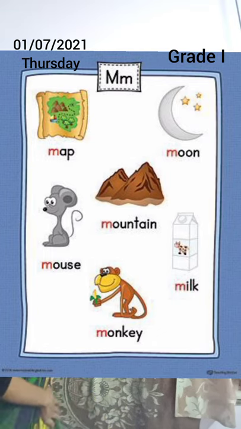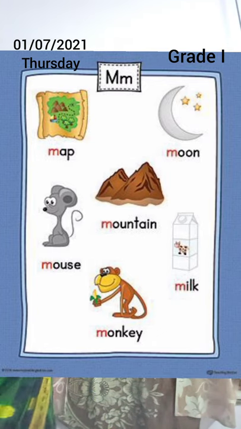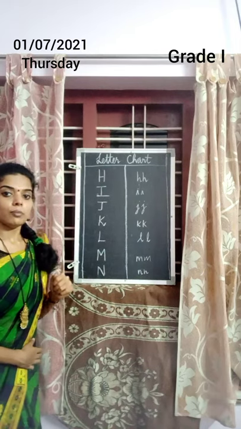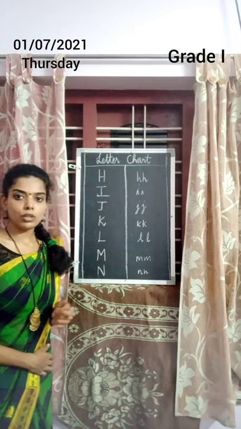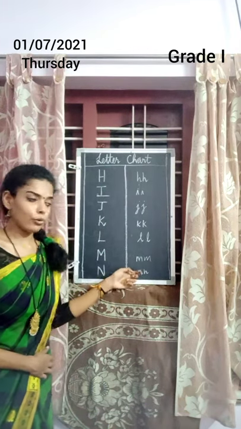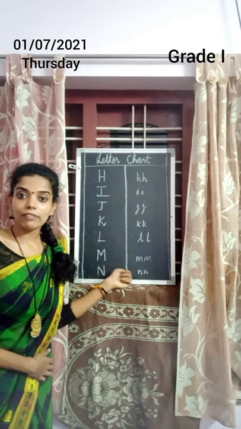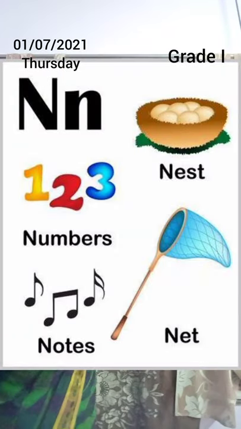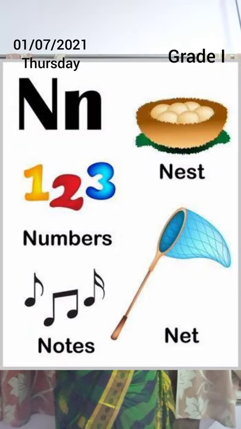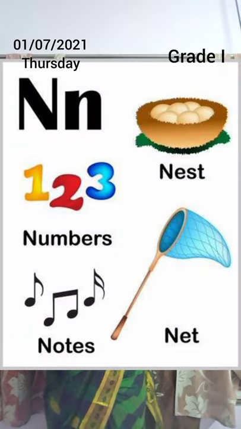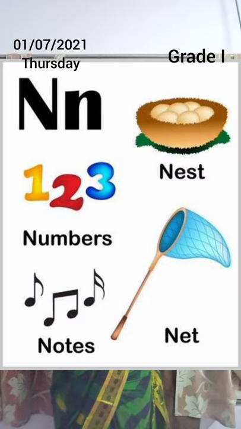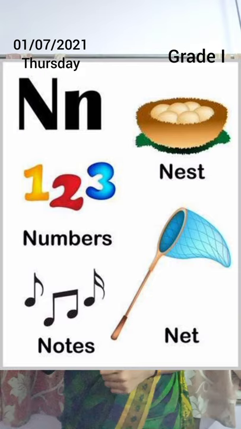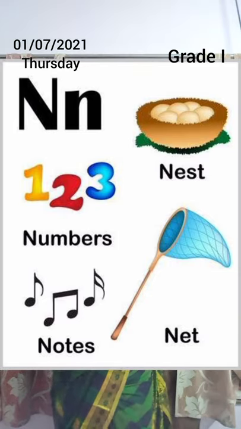So the next one is N. The next alphabet is N. What is the sound of N? The sound of alphabet N is N. So the examples are numbers. N-U-M-B-E-R-S. Numbers. Nest. N-E-S-T. Nest.